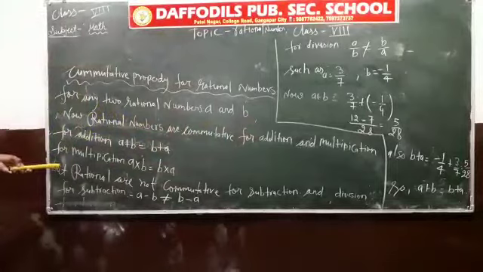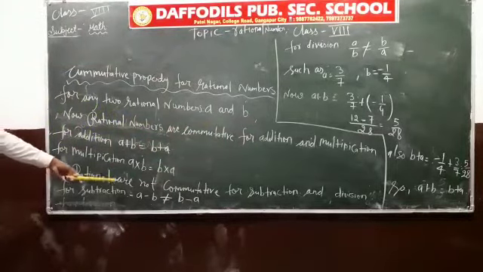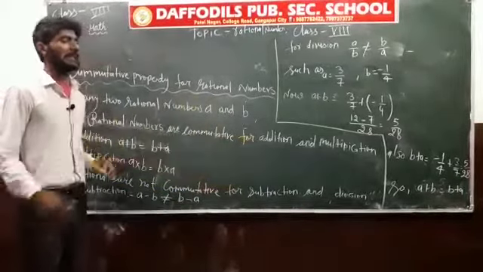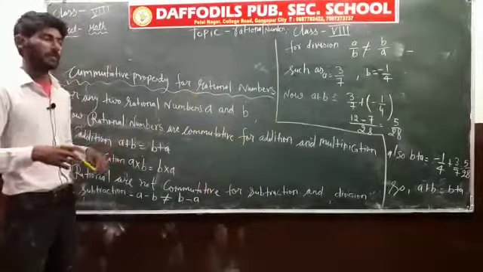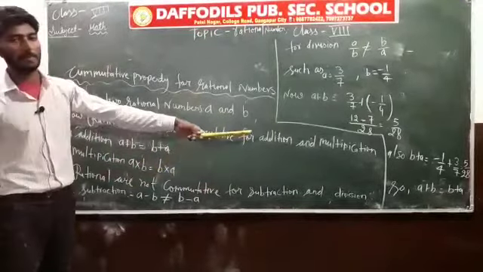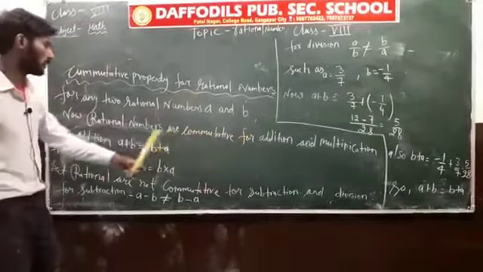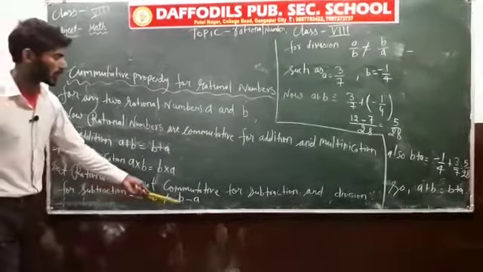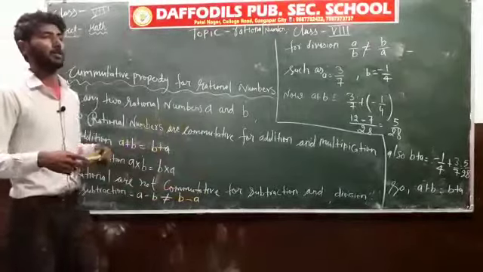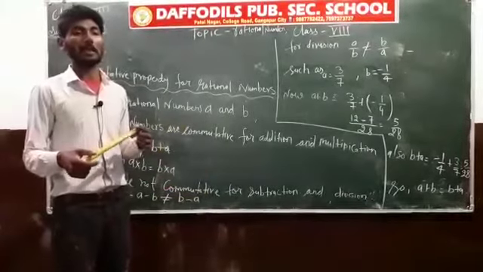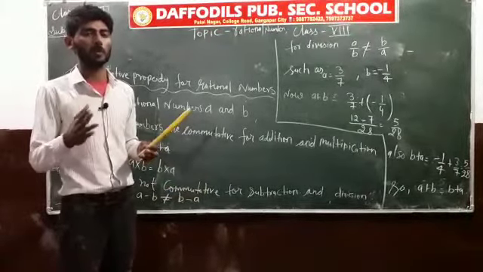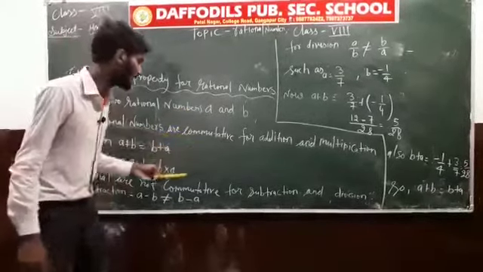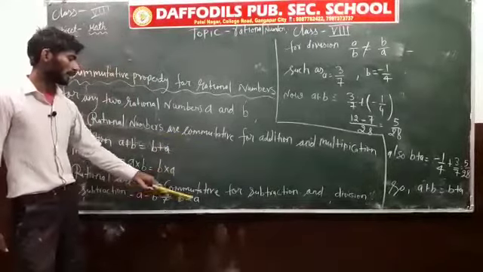Understand? Now let's go ahead. Rational numbers are not commutative for subtraction and division. Understand? Rational numbers are not commutative for subtraction and division. For subtraction, look, a - b is not equal to b - a. If you get 5 - 3, you get 2, and 3 - 5 gives you -2. You can see the difference between a - b and b - a.